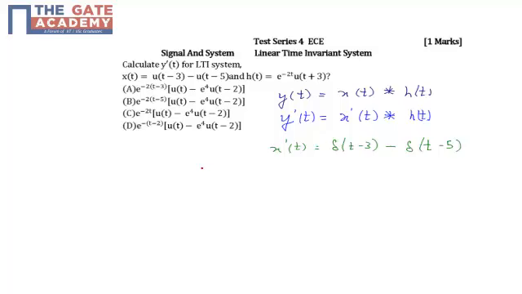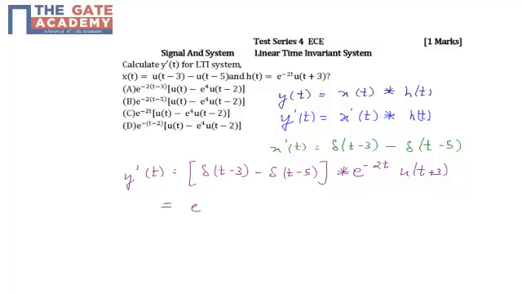Now y dash of t, again if I am writing y dash of t, is equal to delta of t minus 3 minus delta of t minus 5 convolved with e raised to minus 2t u of t plus 3. So whenever we have such a thing, finally if we take the convolution, we would get the answer like this.